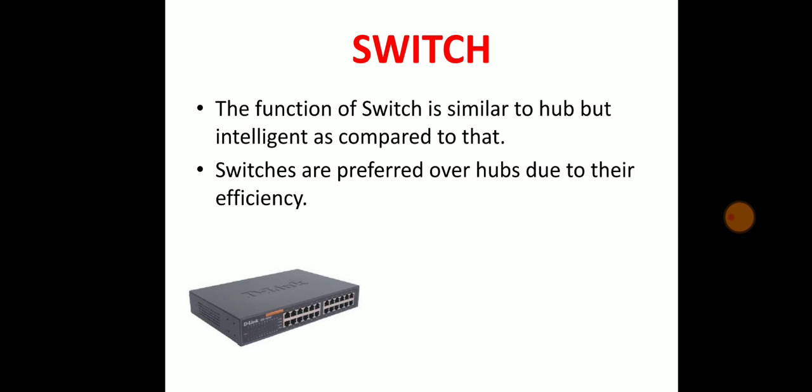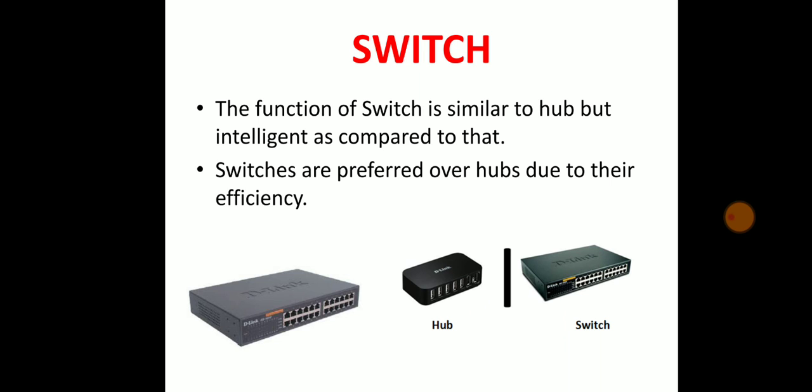It means that the switch is more efficient and more usable as compared to the hub, because in this, data collisions and network congestion are reduced. So the performance of data transmission is very good through switches. This is the difference between the hub and the switch.